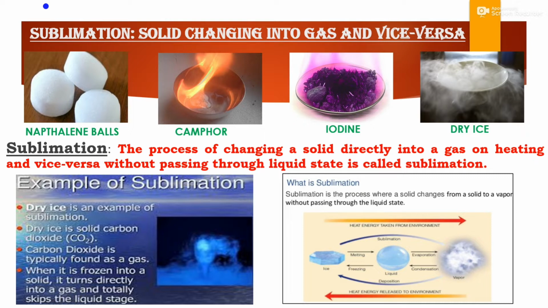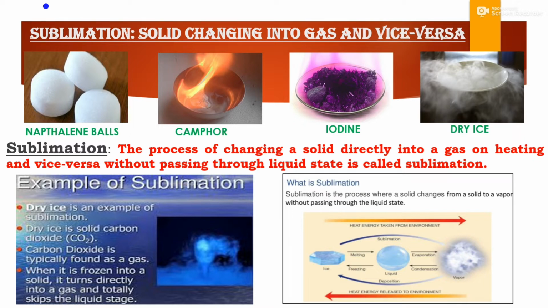An example of sublimation is dry ice, that is dry carbon dioxide. Dry ice is solid carbon dioxide, that is solid CO2. CO2 is the chemical formula for carbon dioxide. Carbon dioxide is typically found as a gas. When it is frozen into a solid, it turns directly into a gas and totally skips the liquid stage. So this is the process of sublimation.